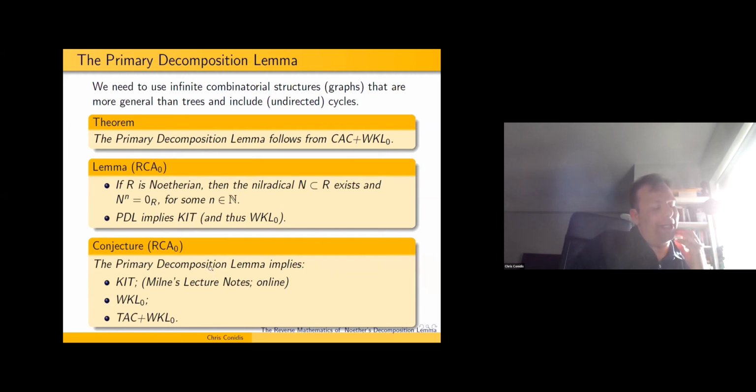So we know that the primary decomposition lemma implies the Krull intersection theorem, so it implies WKL naught, and it implies the tree anti-chain theorem as well, and so it implies the join of the tree anti-chain theorem and WKL naught. And so we know that it's somewhere in between the chain anti-chain theorem and WKL naught, and the tree anti-chain theorem and WKL naught. And so in particular, it's going to fall outside of the big five subsystems of second order arithmetic, and it's going to fall somewhere strictly in between ACA naught and WKL naught.